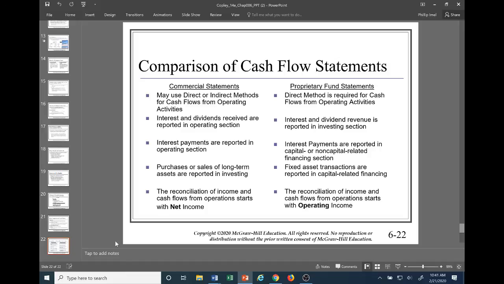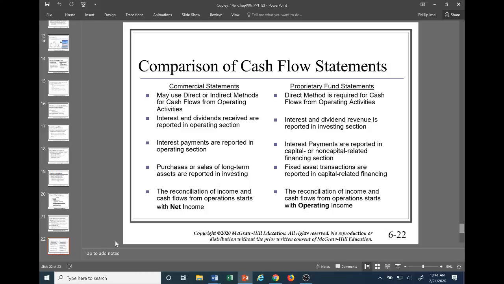Well, that's not the case in the proprietary fund statements under GASB. They say you have to use the direct method. You don't only get the option, you have to use the direct method. Meaning, directly following the money going. If money's going out as an expense, it's going out as a cash outflow in the operating. Whereas if you remember the indirect method, it's more so backing out your accruals and turning them into cash, right?